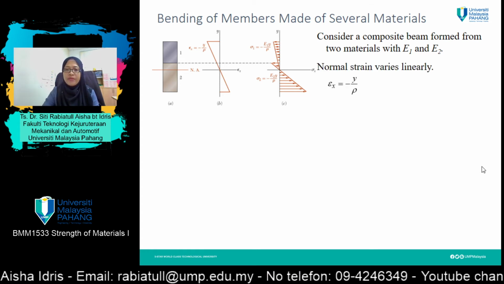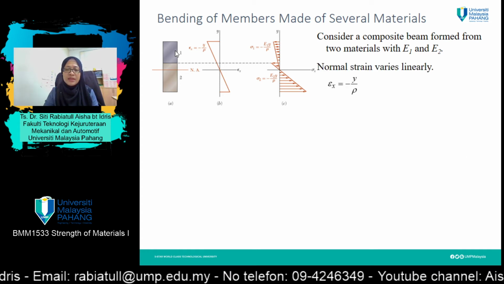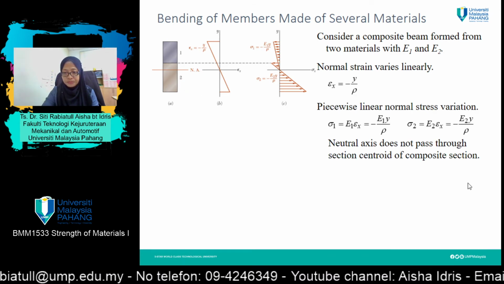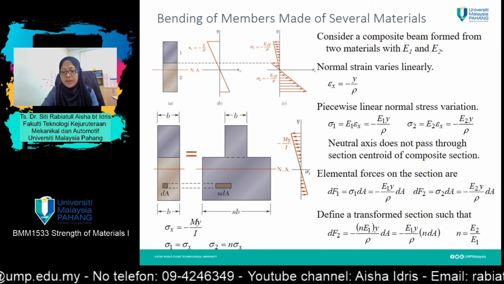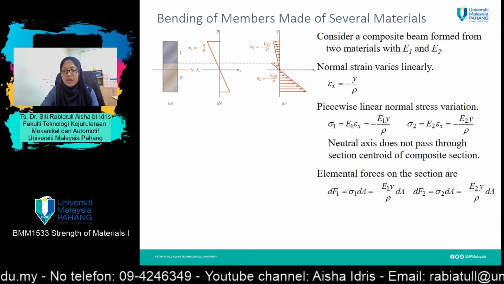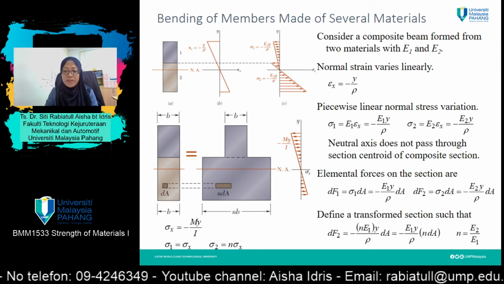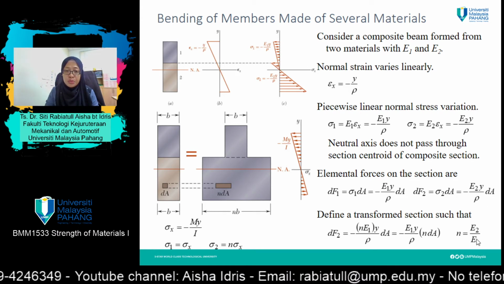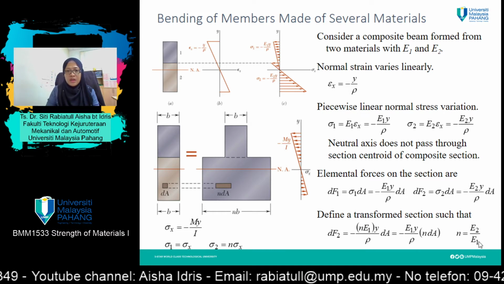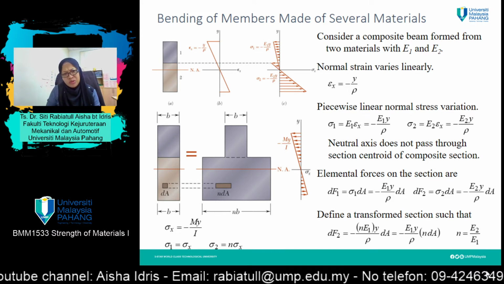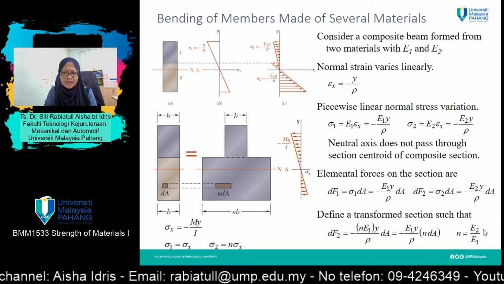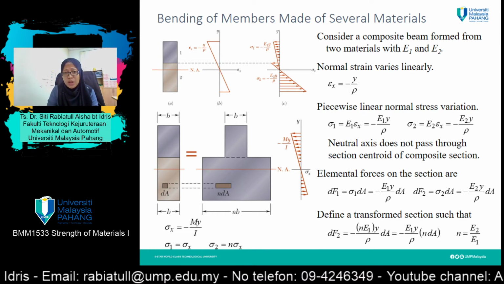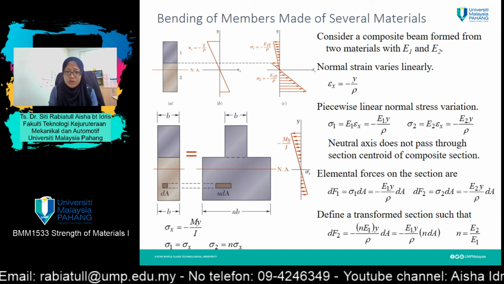So if we refer to this section as material 1 and this one as material 2, the formula to transform the section is defined as n equals E2 divided by E1. Why is the equation as follows? Why E2 divided by E1, and why not divide E1 by E2?